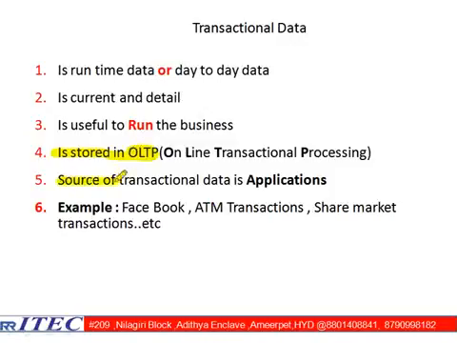Next, the source of this transactional data is always applications. From where are we getting this transactional data? I am getting the transactional data from applications. Applications may be the Facebook application, the Gmail application, your net banking application, or ATM, or anything else. Examples are Facebook, ATM, share market. These are all examples of these transactions.